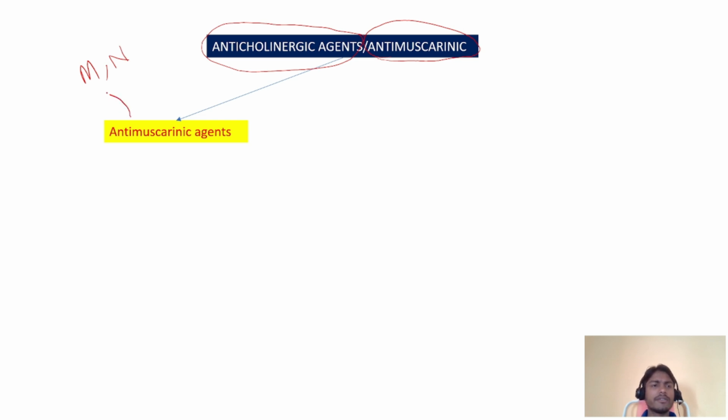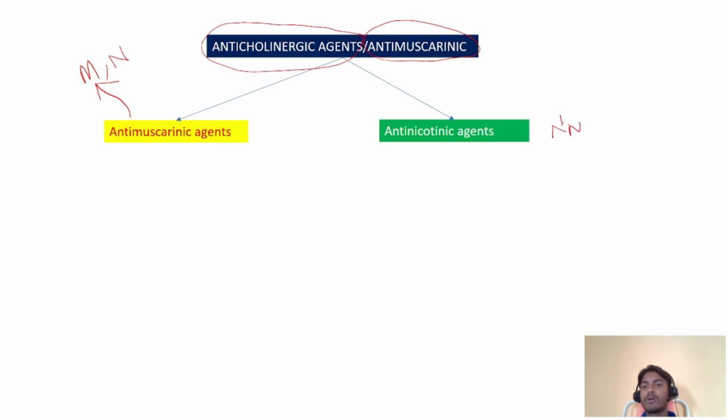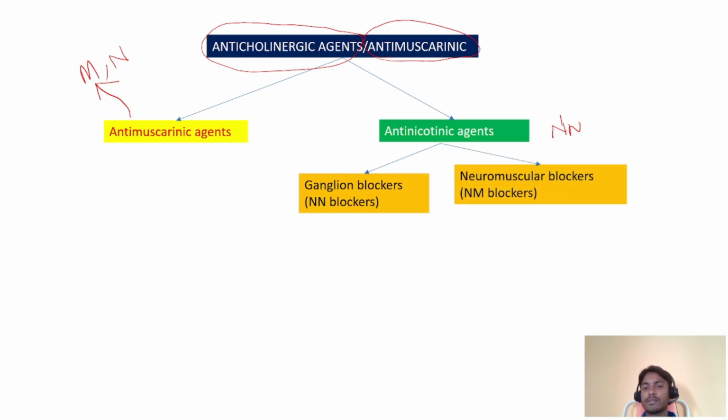The drugs which act on the muscarinic receptor we call antimuscarinic agents. The drugs which act on the nicotinic receptor we call antinicotinic agents. Again, antinicotinic agents can be classified into ganglionic blockers, that is NN blockers, and neuromuscular blockers, NM blockers.